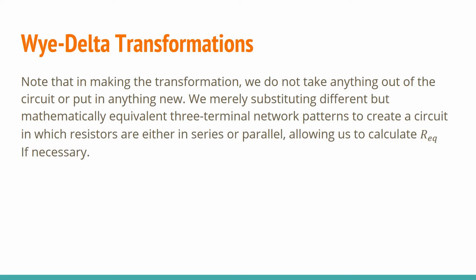Note that in making the transformation, we do not take anything out of the circuit or put in anything new. So, walay gikuha, walay gidugang. Wala nimo gikuhaan ang resistors, wala po nimo gidugangan. We are merely substituting different but mathematically equivalent three-terminal network patterns to create a circuit in which resistors are either in series or parallel, allowing us to calculate R equivalent if necessary.